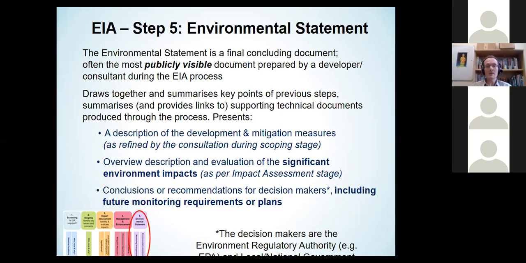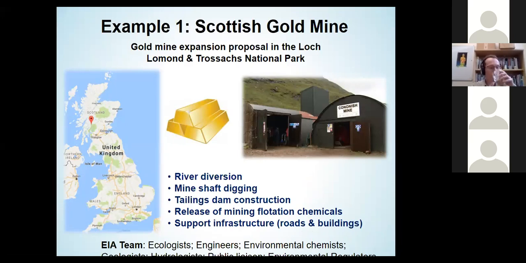If it does not, then usually there'll be some kind of reapplication addressing those problems that have been identified that the regulatory authorities have had the most concerns about. So quite often an environmental impact assessment will go through multiple repeats in order to come up with a project that is acceptable to the environmental regulator that ultimately gets to make the decision. That was the process. That's an overview of the environmental impact assessment process.